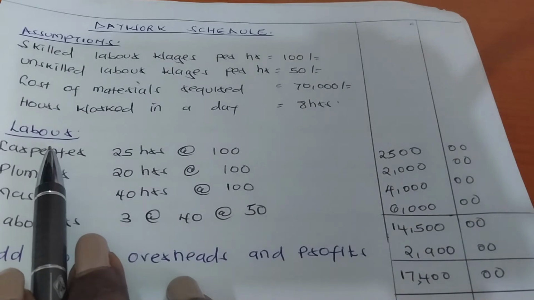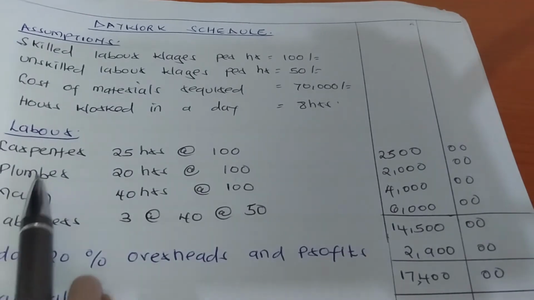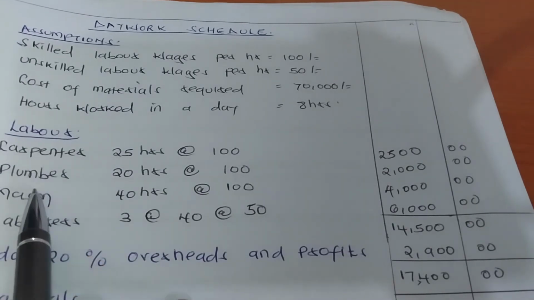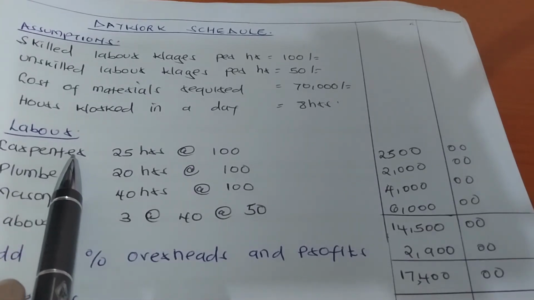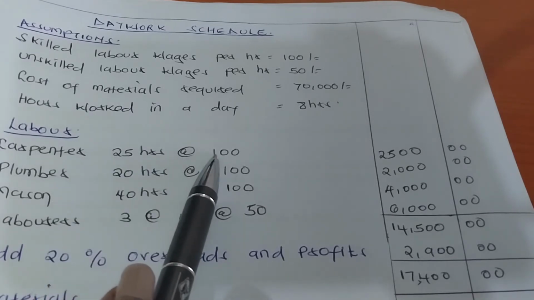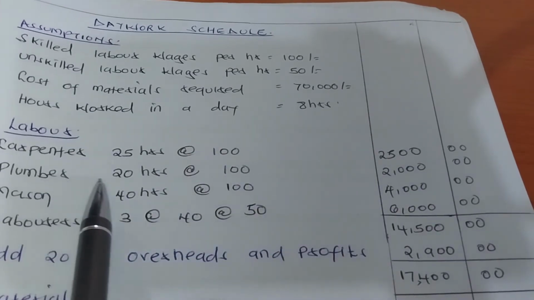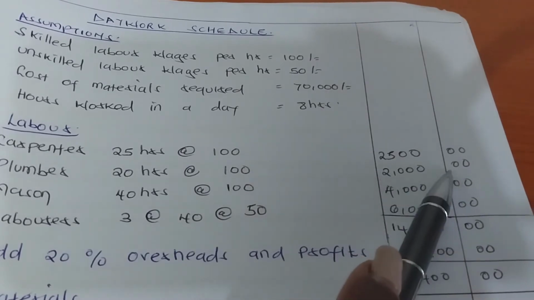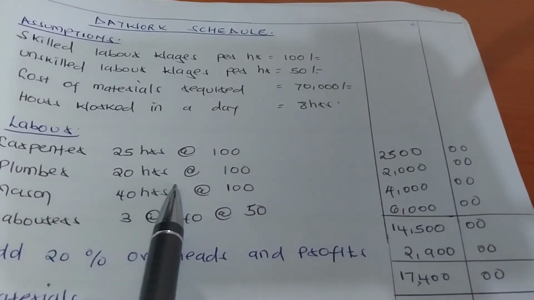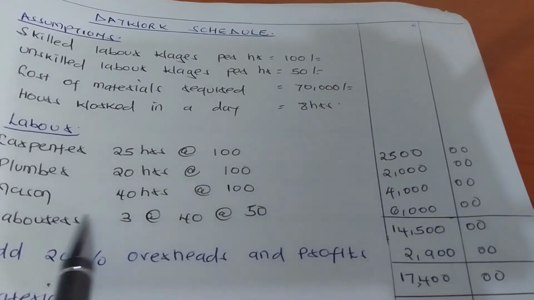So let's start with labor. From the information, we have a carpenter, a plumber, a mason, and laborers. The carpenter is skilled, the plumber is skilled, and the mason is skilled. For a carpenter, from the table, we are told he works for 25 hours at 100, which is what we've assumed. That gives us 2,500. A plumber works for 20 hours at 100. That gives us 2,000 shillings. A mason works for 40 hours at 100. That gives us 4,000 shillings.